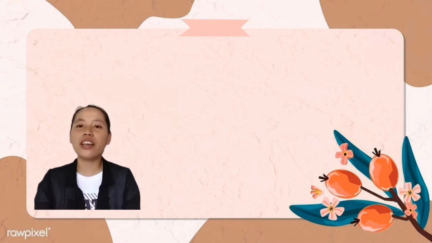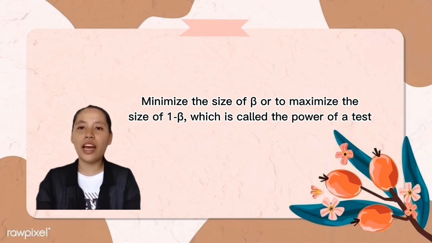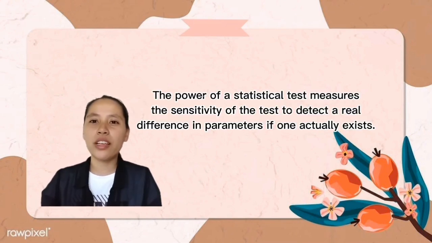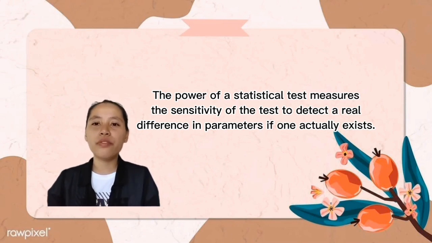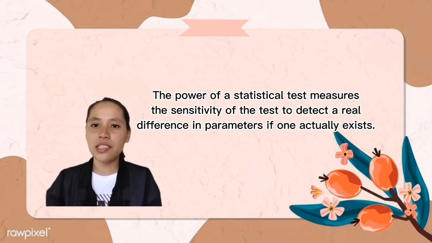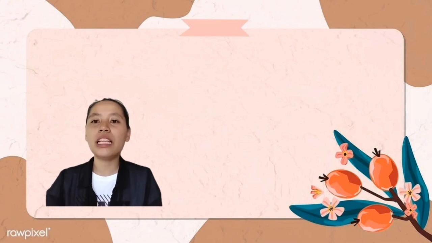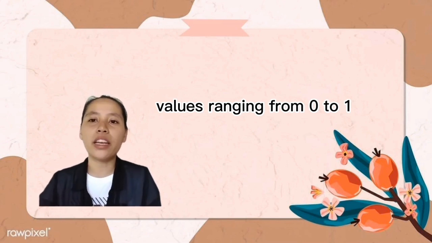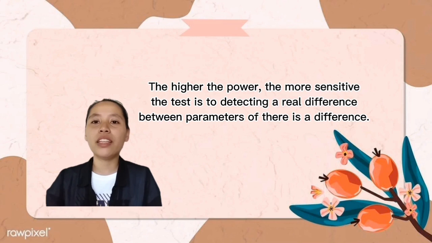But this does not mean it should be ignored. What the researcher usually does is to try to minimize the size of beta or to maximize the size of 1 minus beta, which is called the power of a test. The power of a statistical test measures the sensitivity of the test to detect a real difference in parameters if one actually exists. The power of a test is a probability, and like all probabilities can have values ranging from 0 to 1. The higher the power, the more sensitive the test is to detecting a real difference between parameters if there is a difference.